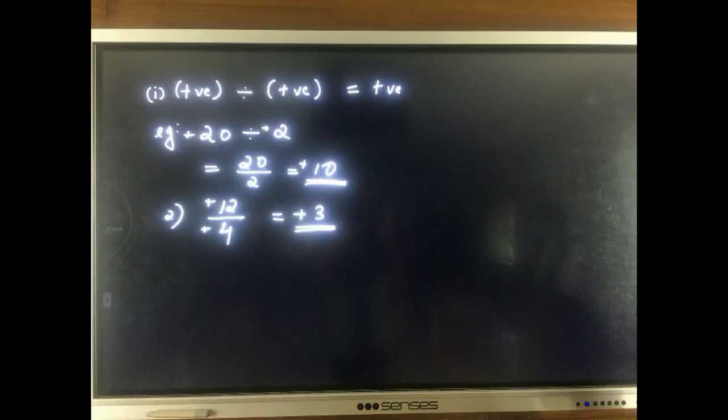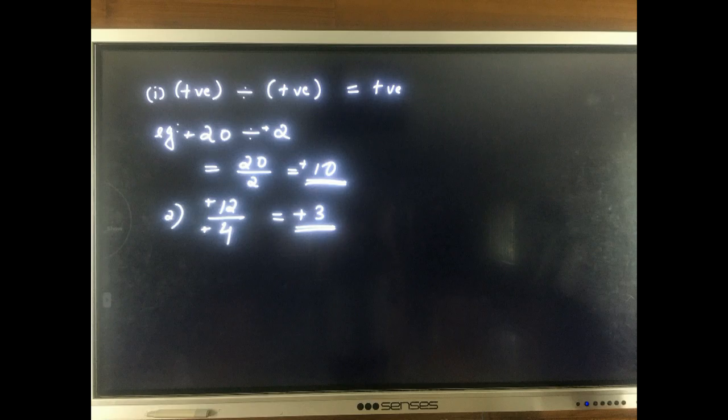So our first statement: positive integer divided by positive integer equals positive integer. Here are two examples. First one, 20 divided by 2 equals plus 10. Here 20 and 2 are both positive, which means they are like integers. So we know that for division of like integers, the quotient is a positive integer. So we divide 20 by 2 and apply a positive sign.